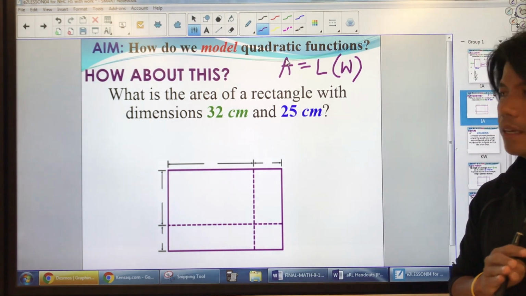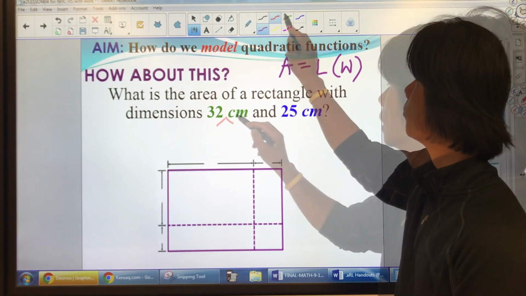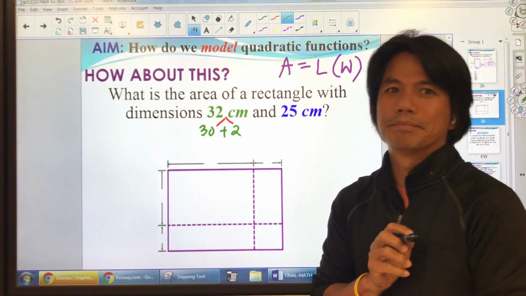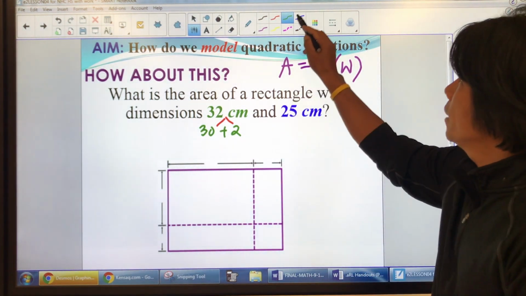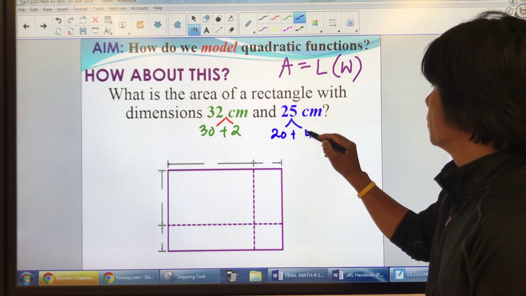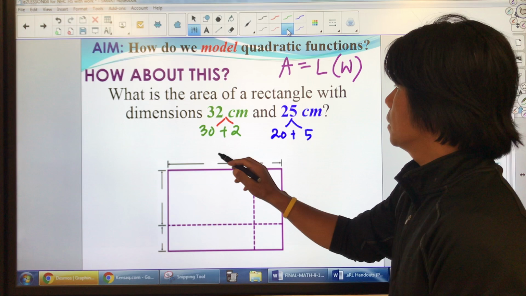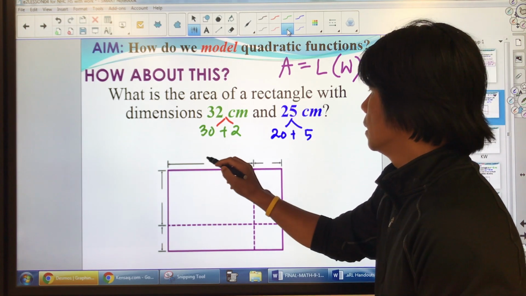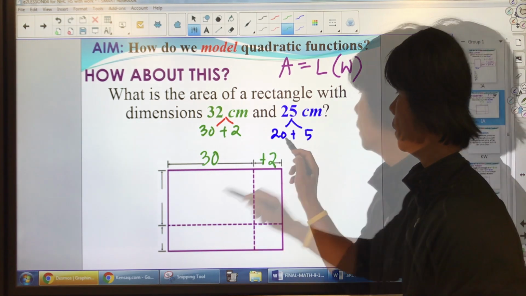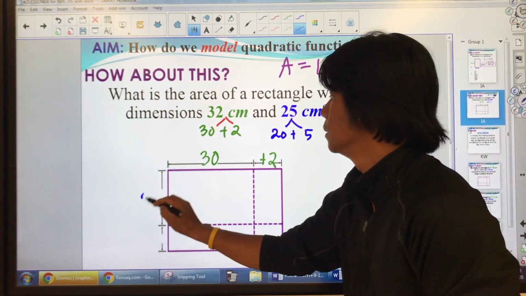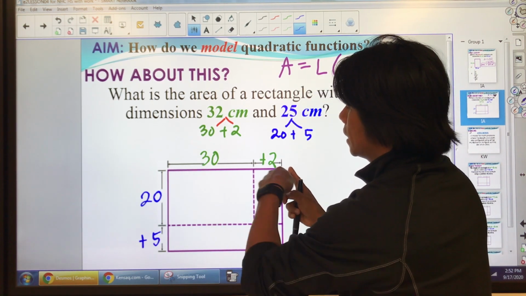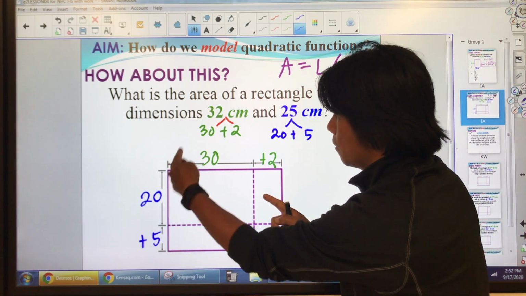So now take a look here. I'm going to break down 32. What? 30 plus 2, isn't it? Yeah? And 25 is 20 plus 5. Since I broke down 32 into 30 plus 2, I'm going to write 30 here plus 2. Now on the width, 20 plus 5. So the total dimension of this side is 32 and this is 25.